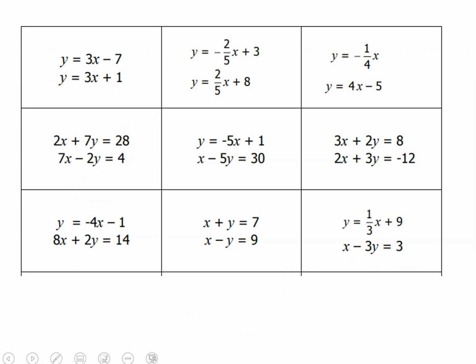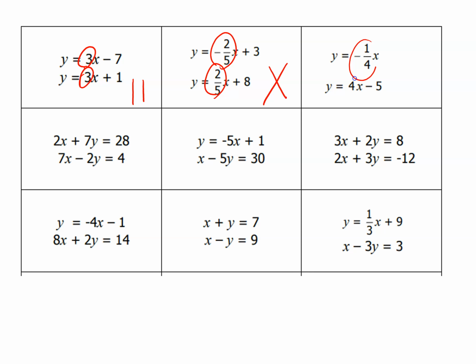All right, so let's try some. Let's look at these two equations and see if they are opposite, if they're perpendicular or parallel. Parallel slopes are equal, so I'm going to look right here, and that is parallel slopes because they're equal. I'm going to look right here. These are opposites, but they're not reciprocals, so this is neither one.